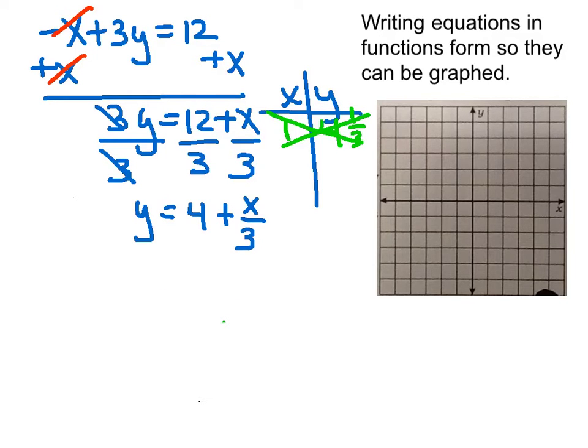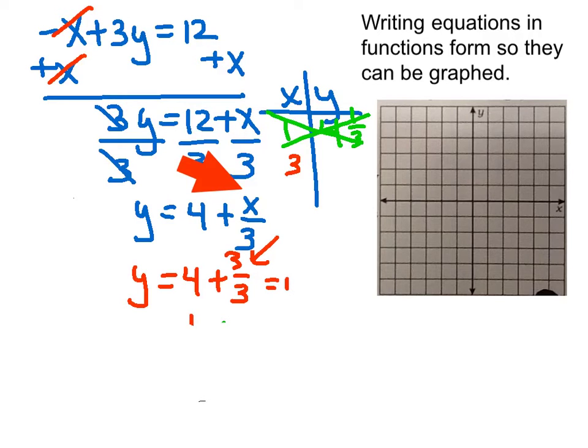All right, so let's start over. Think of a number that could go where this x is, a number that can work with that 3, that could divide with that 3 and give us a nice number. I think I hear you saying 3, so let's try that. If I put 3 in there, I have y equals 4 plus 3 over 3, and we know that 3 over 3 is equal to 1. So y equals 4 plus 1, so y equals 5. That's a good point in my table of values. I can come over here and go over 3, up 5, 1, 2, 3, 4, 5, and put my dot.